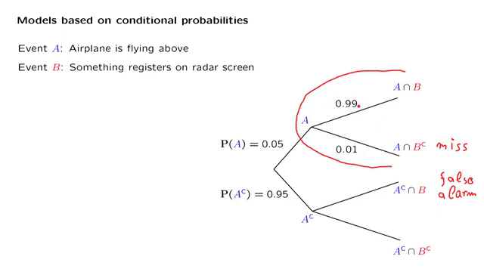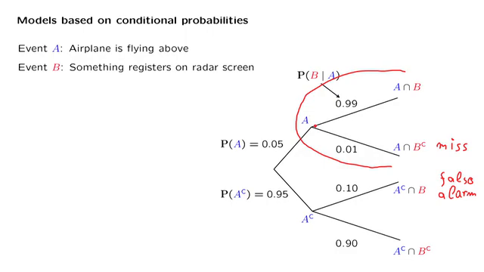What's the meaning of this number, 99%? Well, this is a probability that applies to a situation where an airplane is up there. So it is really a conditional probability. It's the conditional probability that we will detect something, the radar will detect the plane, given that the plane is already flying up there. And similarly, this 1% can be thought of as the conditional probability that the complement of B occurs, so the radar doesn't see anything, given that there is a plane up in the sky.